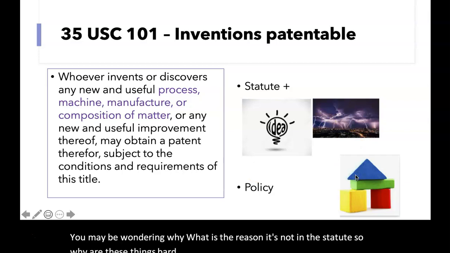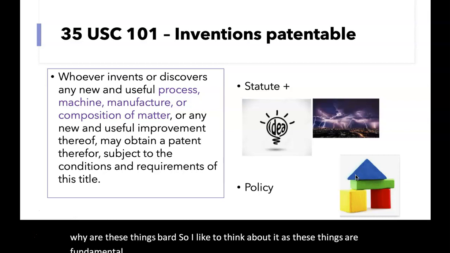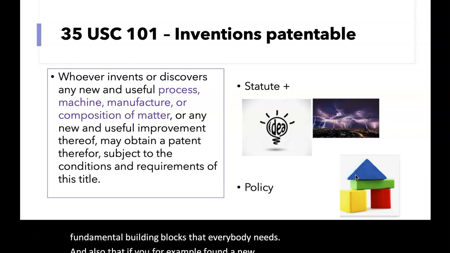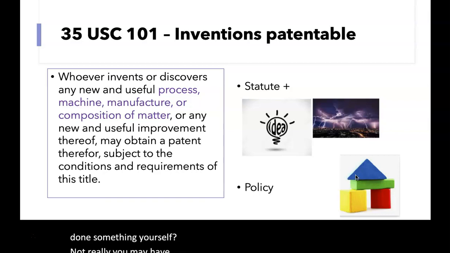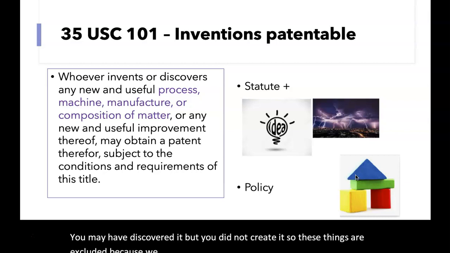So I like to think about it as these things are fundamental building blocks that everybody needs. And also that if you, for example, found a new animal, have you actually done something yourself? Not really. You may have discovered it, but you did not create it. So these things are excluded because we want everyone to be able to use them. And we don't want a patent to actually block more innovation. So that's the big picture.